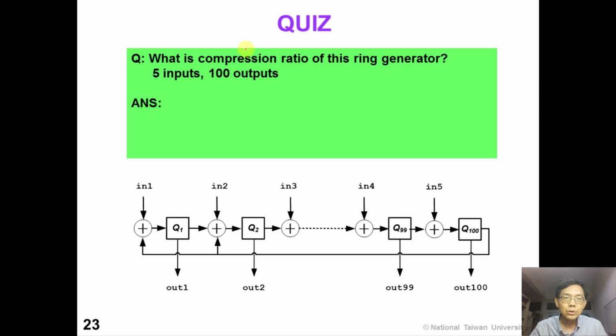Now, it's time for you to work on a quiz. Given this ring generator with 5 inputs and 100 outputs, what is the compression ratio? Please pause the video and work on this quiz. Okay. Have you got it? The answer is easy. Compression ratio is equal to 100 divided by 5, which is 20.